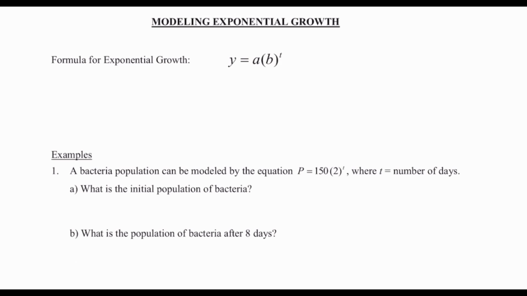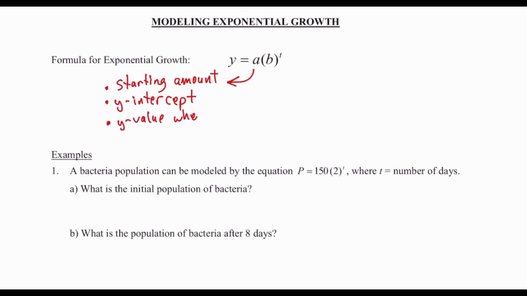So let's talk just generally about exponential equations for a moment. I know that my a value is my starting amount. I know that on my graph it is my y-intercept. So it is where my curve crosses or touches the y-axis. And I know that it's the y value when x or t equals 0.